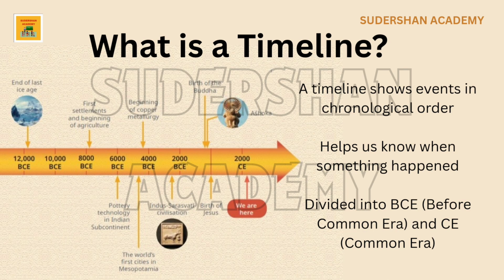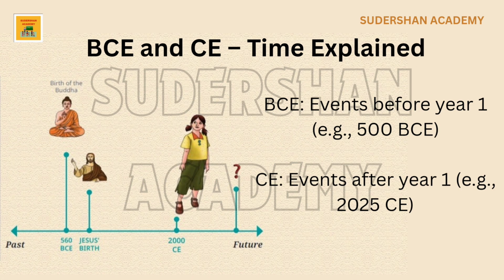A timeline is a way to show important events in the order in which they happened. This helps us understand when something happened and how long ago it was. Historians divide time into BCE, Before Common Era, and CE, Common Era. Think of BCE like going back in time before year 1, and CE is everything after that.